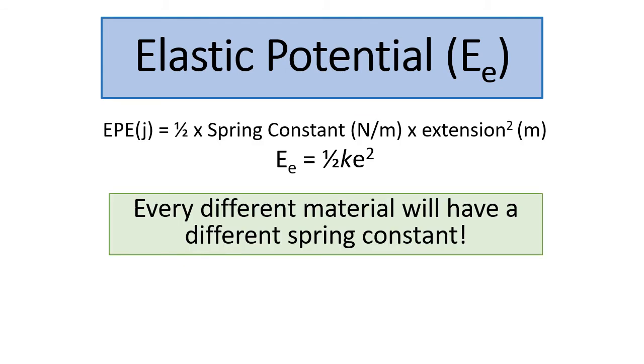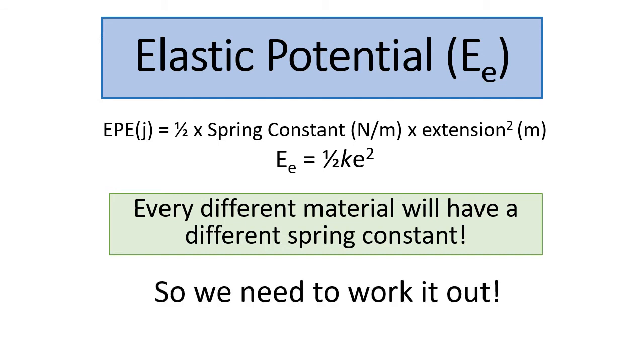The equation for elastic potential energy is half times spring constant times extension squared. What does spring constant mean? Spring constant is the capability of a spring to stretch, because every spring is made of different material and has a different capability to stretch out. So every material has a different spring constant.